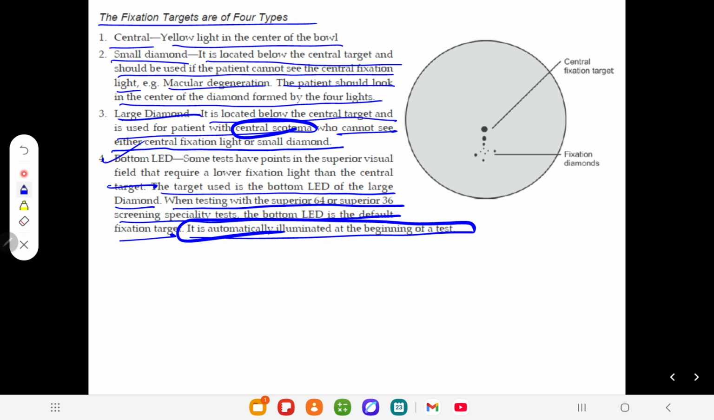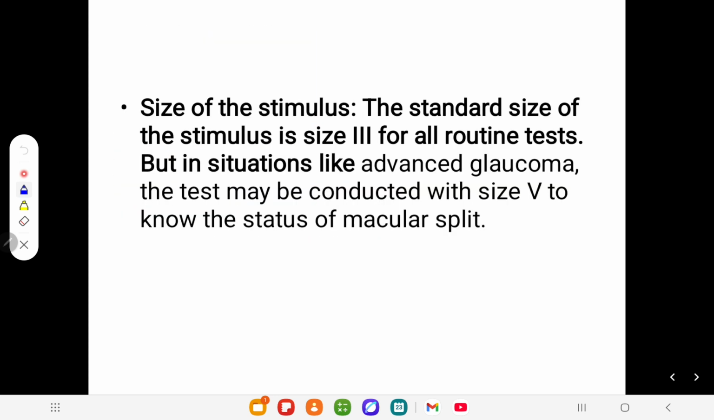Let's move further. Just know that there are four types of fixation target, and it's important to understand what the different types are and when we should use them. Okay, I think that's all there is.